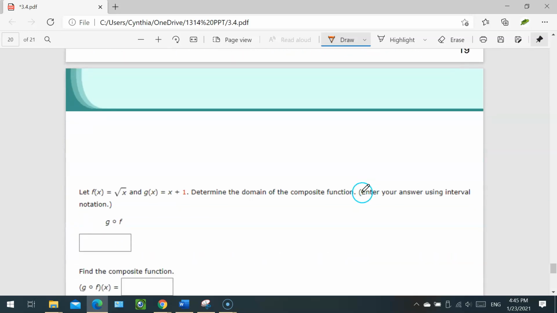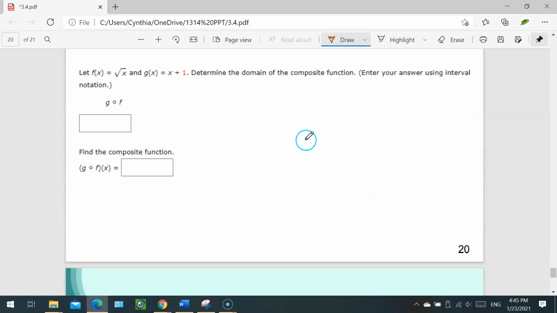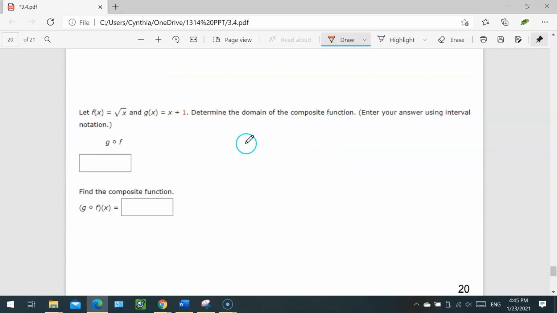Okay, so we look at the example, the question here, these two that are from your web assignment. So f of x is root x, g of x is x plus 1. Determine the domain of the composite function. So we do this one. This one is very similar to the example we just did. g of x, I'm going to rewrite as g of f of x.